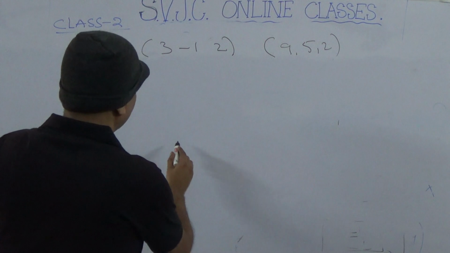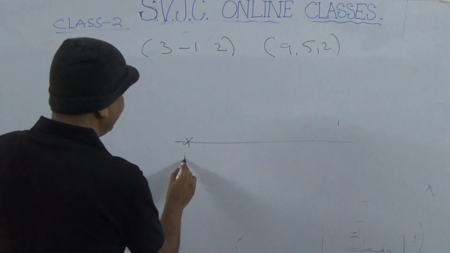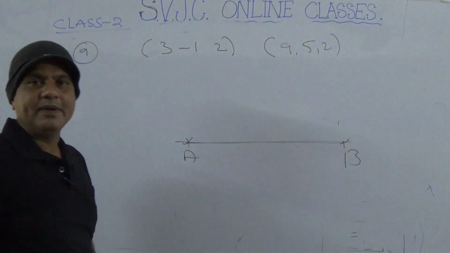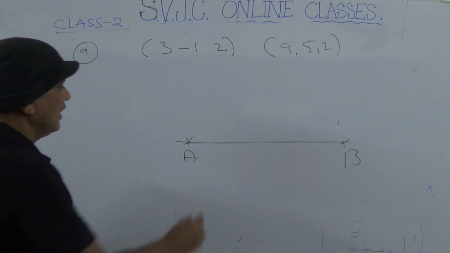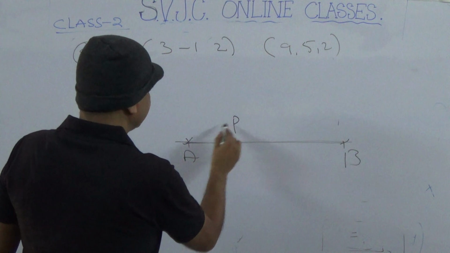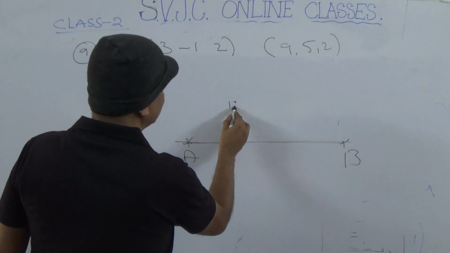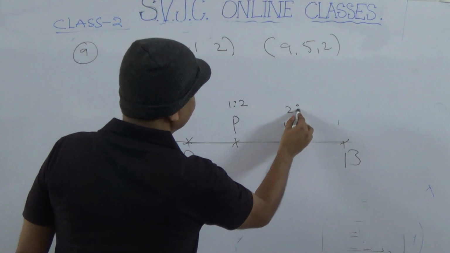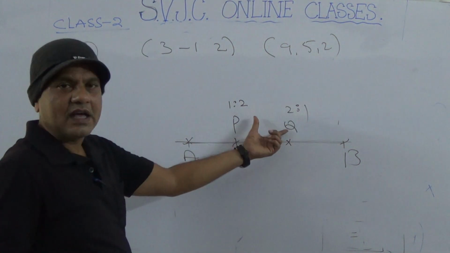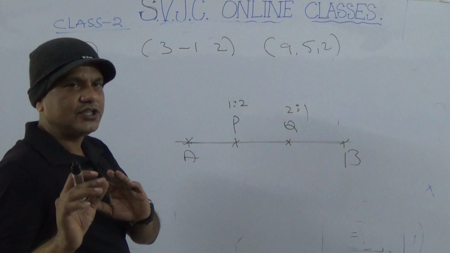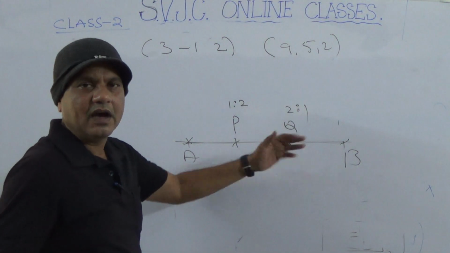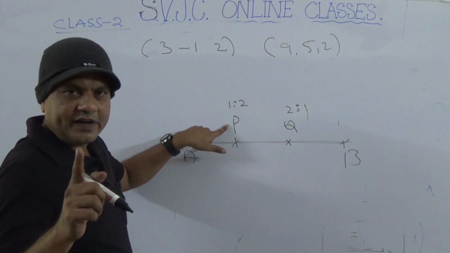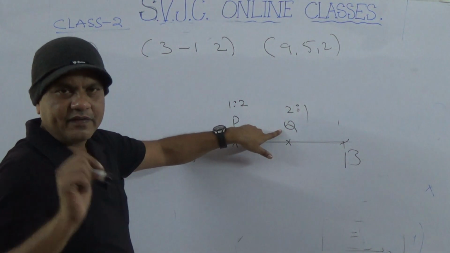Now A and B is a line segment. AB is a line segment. Let P divide the line segment AB in the ratio 1:2. Q also divides the line segment AB in the ratio 2:1. These two points are called points of trisection of the line segment AB. Already we discussed this. P is called the first point of trisection, Q is called the second point of trisection.